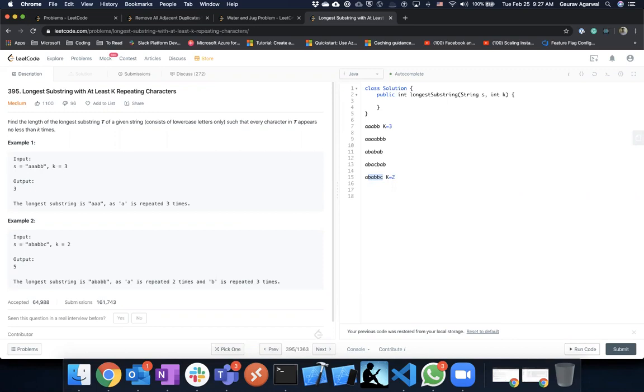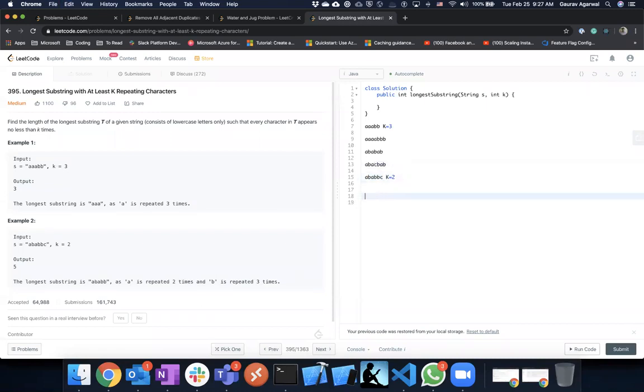Yeah, so we count the character and separate the characters that are less than k versus the characters that are bigger than k, and we iterate through the string. As soon as we encounter a character that is less than k, we stop. Okay. So yes, you can break there and start again.